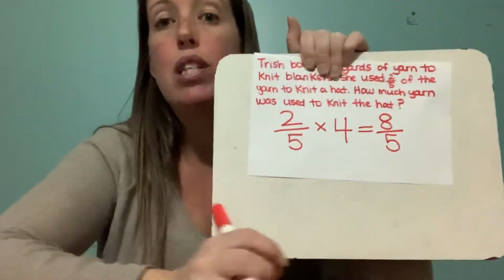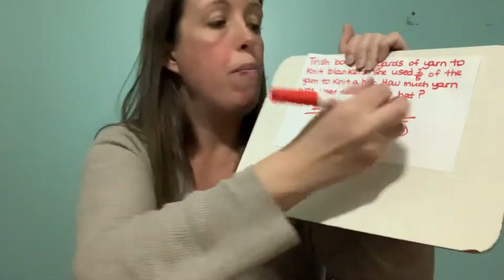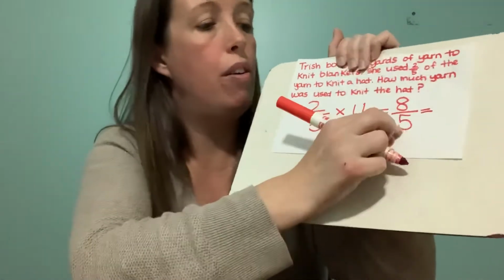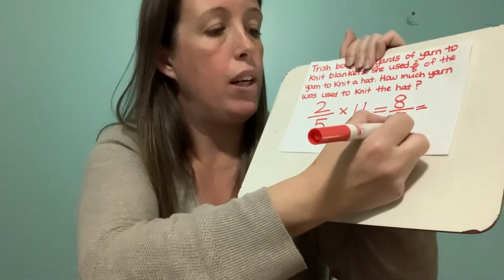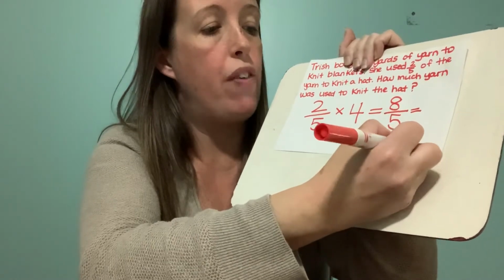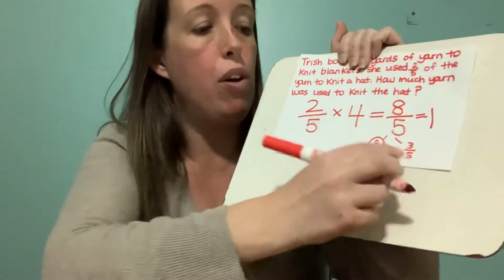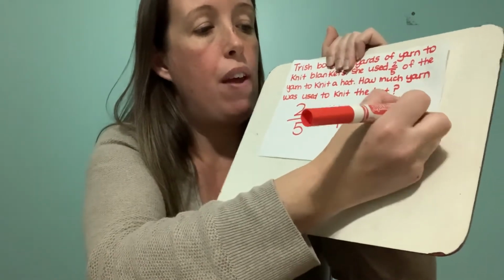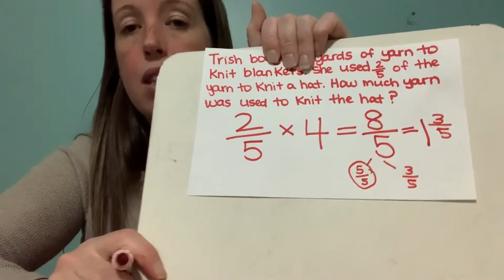So 8/5 total. Okay? Now to make this a mixed number, 5/5 would be 1 whole, right? But then I still have 3 more fifths, which would bring me to the total of 8/5. So I'm going to have 1 whole and 3/5. 1 and 3/5.